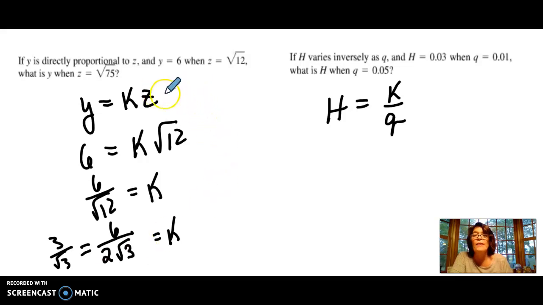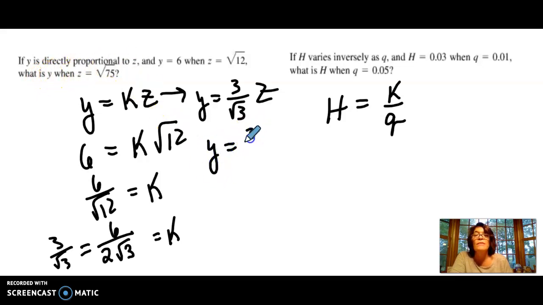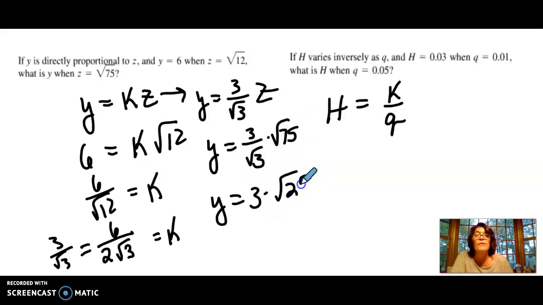Great. So now I know my formula. Y equals 3 over the square root of 3 times z. We want to know what is y when z is the square root of 75. Well, it's going to be 3 times square root of 75 divided by square root of 3. That's square root of 25, which is 5. My answer is 15.